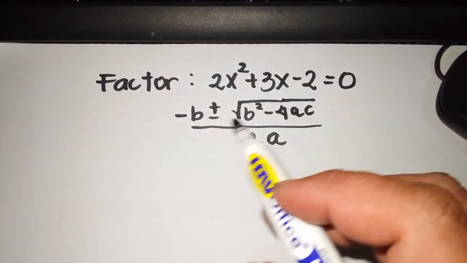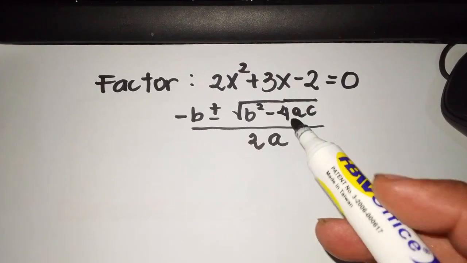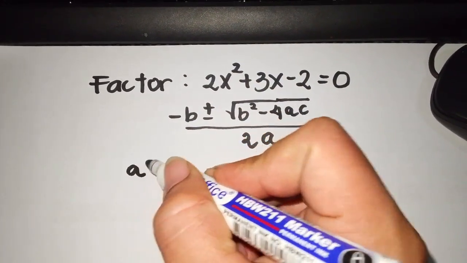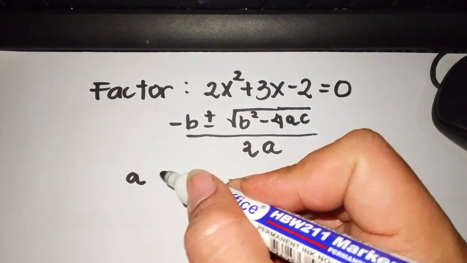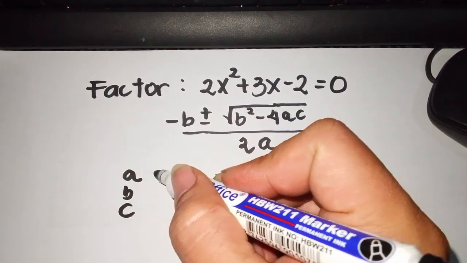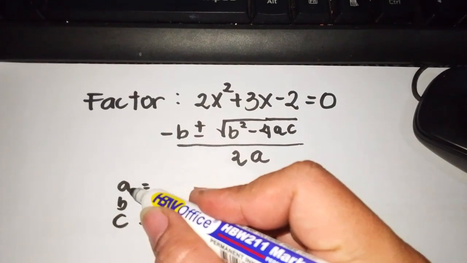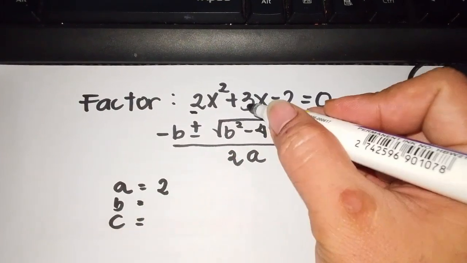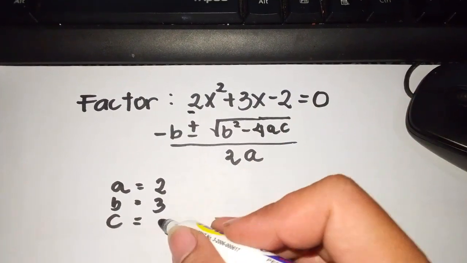Okay, so for this day, we will factor this given quadratic equation by the use of the quadratic formula. So as you can see, we have the formula. It's negative b plus minus the square root of b squared minus 4ac all over 2a. So first, find the value of a, b, and c. So look at the coefficients, the 2, the 3, and negative 2.